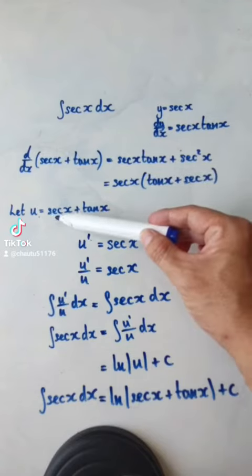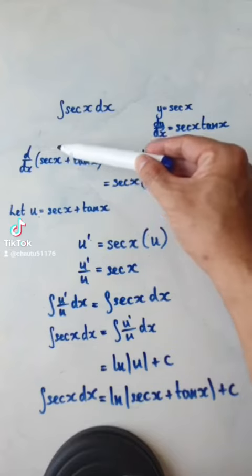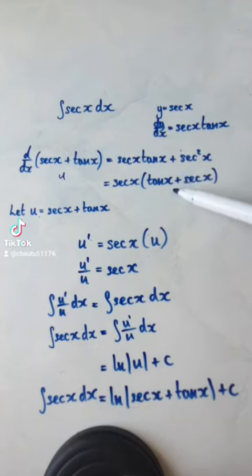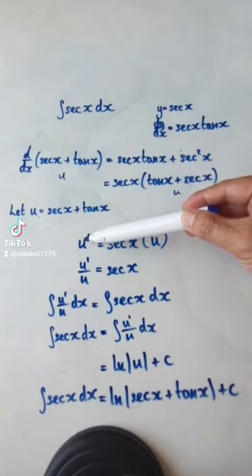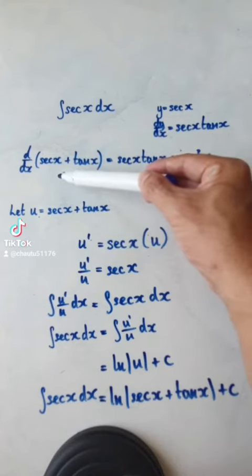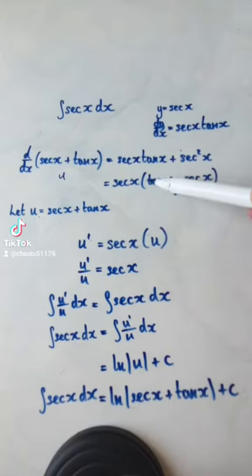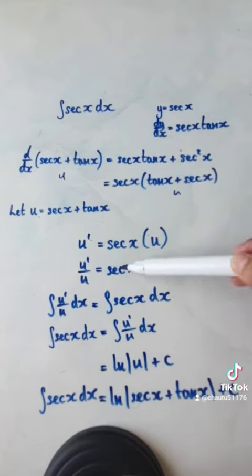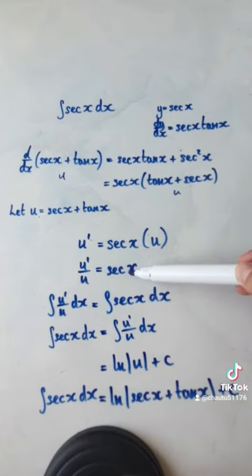So the next trick is to say let u be secant x plus tan of x. So this thing here would be u, and then this thing here would be u. And then when you differentiate the u, we're just going to call it u prime, because you're differentiating the u with respect to x. So this whole thing here would be u prime, and then this thing here would be secant x, and remember this whole thing here is u. Now divide both sides by u, so you're going to have u prime over u equals secant of x.